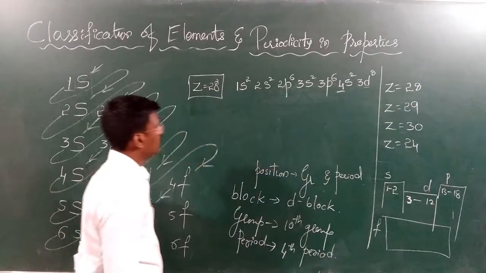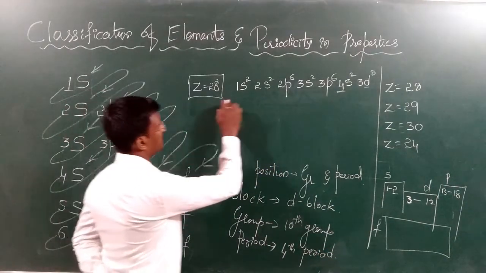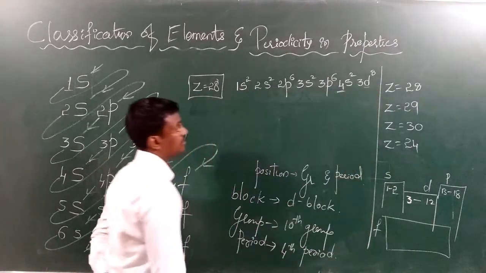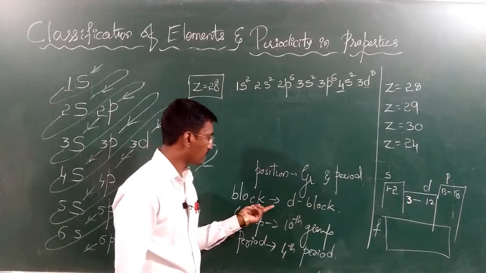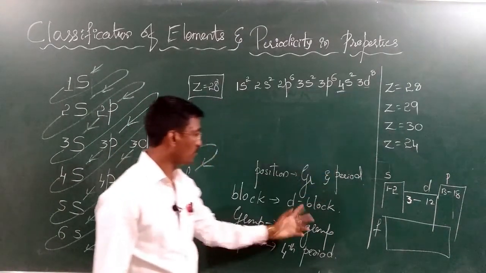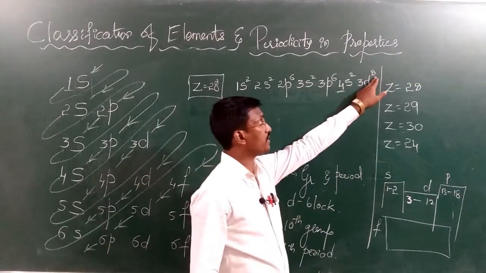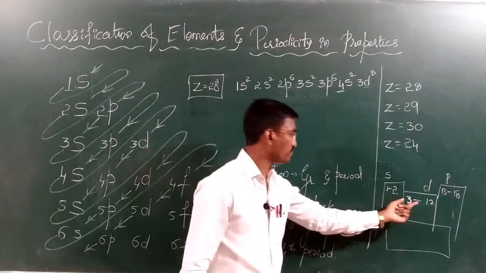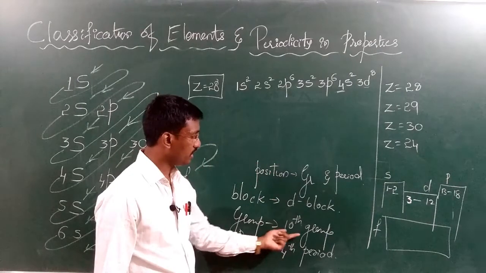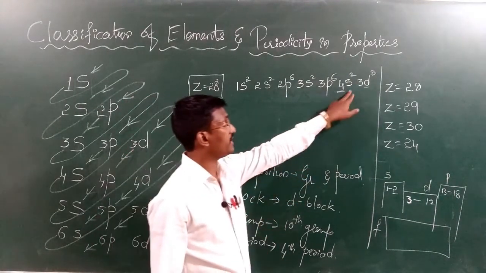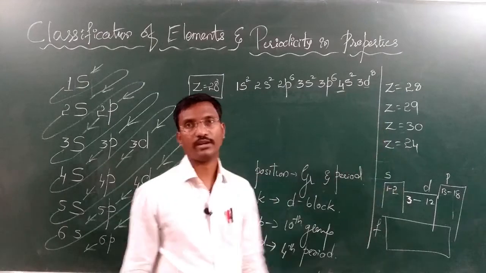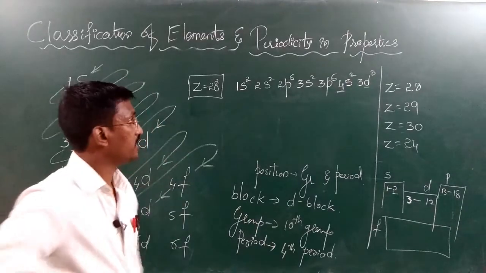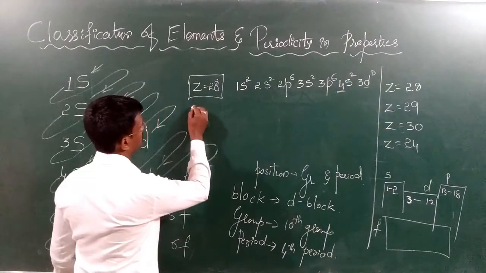Are you getting my point? Once again, I will tell you, atomic number 28. You just write the electronic configuration, and the last subshell represents the block. If the last one is D, this belongs to the D block. By looking at the number, if it is 8, that is the 8th group in D, which begins from 3. Therefore, totally this belongs to the 10th group. And the period is represented by the last s orbital. Therefore, the last s is 4s, so that 4 indicates the period. Are you getting it? So, next one.